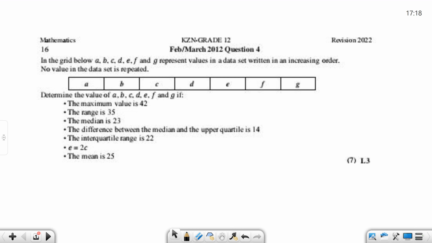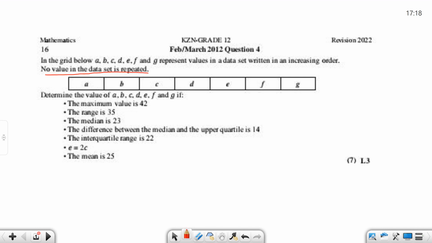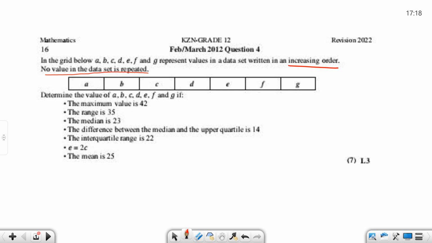The maximum is 42. One important thing that I read here is that they said no value in the set is repeated. That's very key. The maximum value is 42. Which one? Hold on. They said in increasing what? Order. So A should be the smallest, while G should be the biggest. The first statement says the maximum value is 42. Which letter are we looking at? So G is 42, the maximum, because it's in increasing order.